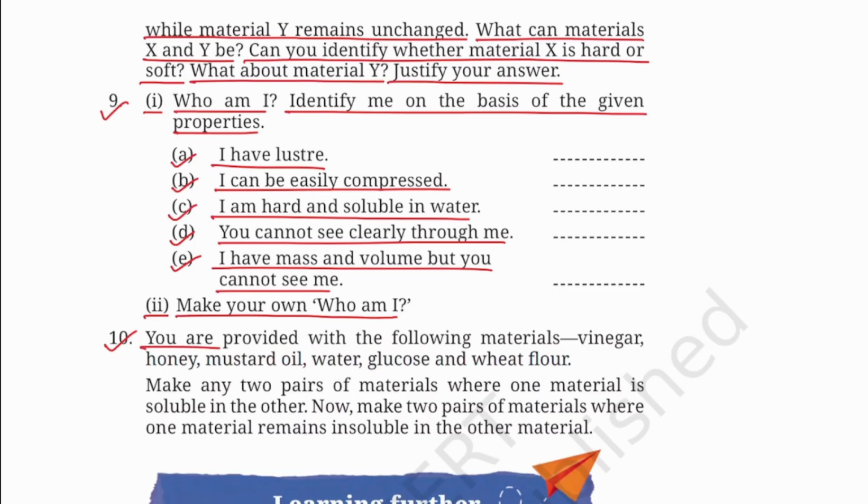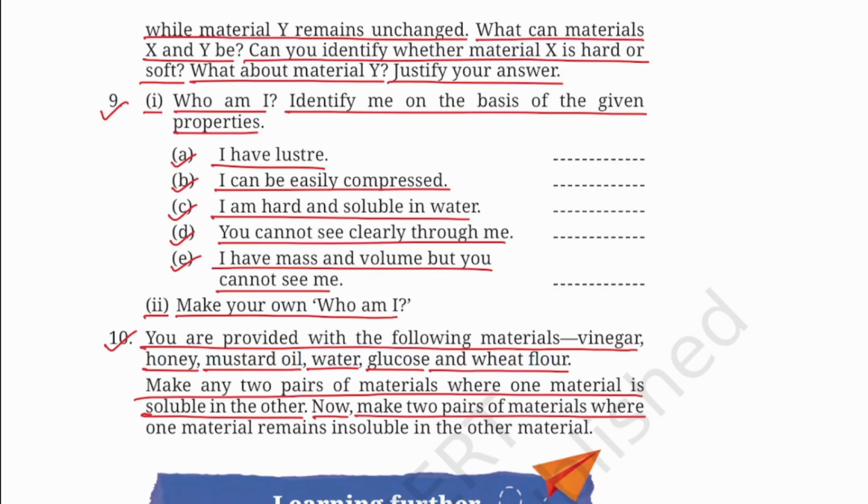10. You are provided with the following materials: vinegar, honey, mustard oil, water, glucose, and wheat flour. Make any two pairs of materials where one material is soluble in the other. Now, make two pairs of materials where one material remains insoluble in the other material.